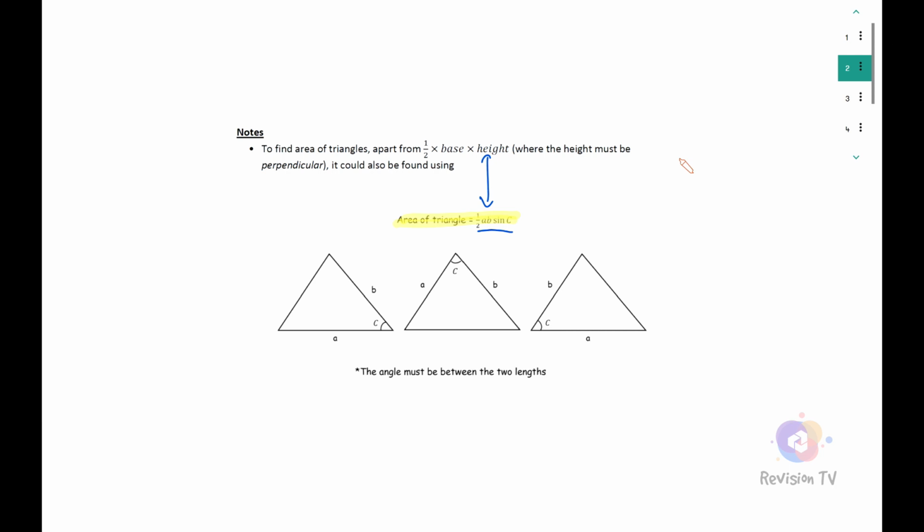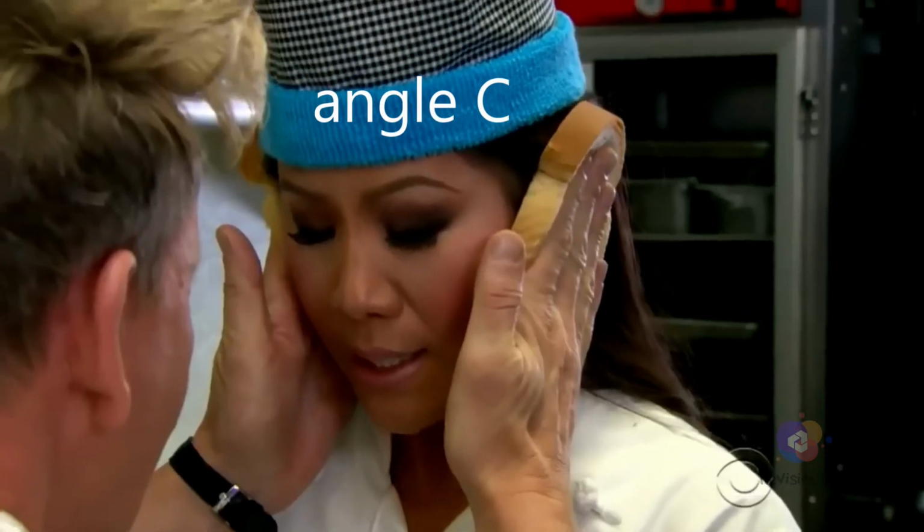Okay, right, so there's one thing that you do have to remember about using half AB sine C, which is the sine C, the C angle, must be between the length A and B, like an idiot sandwich. What are you? An idiot sandwich.